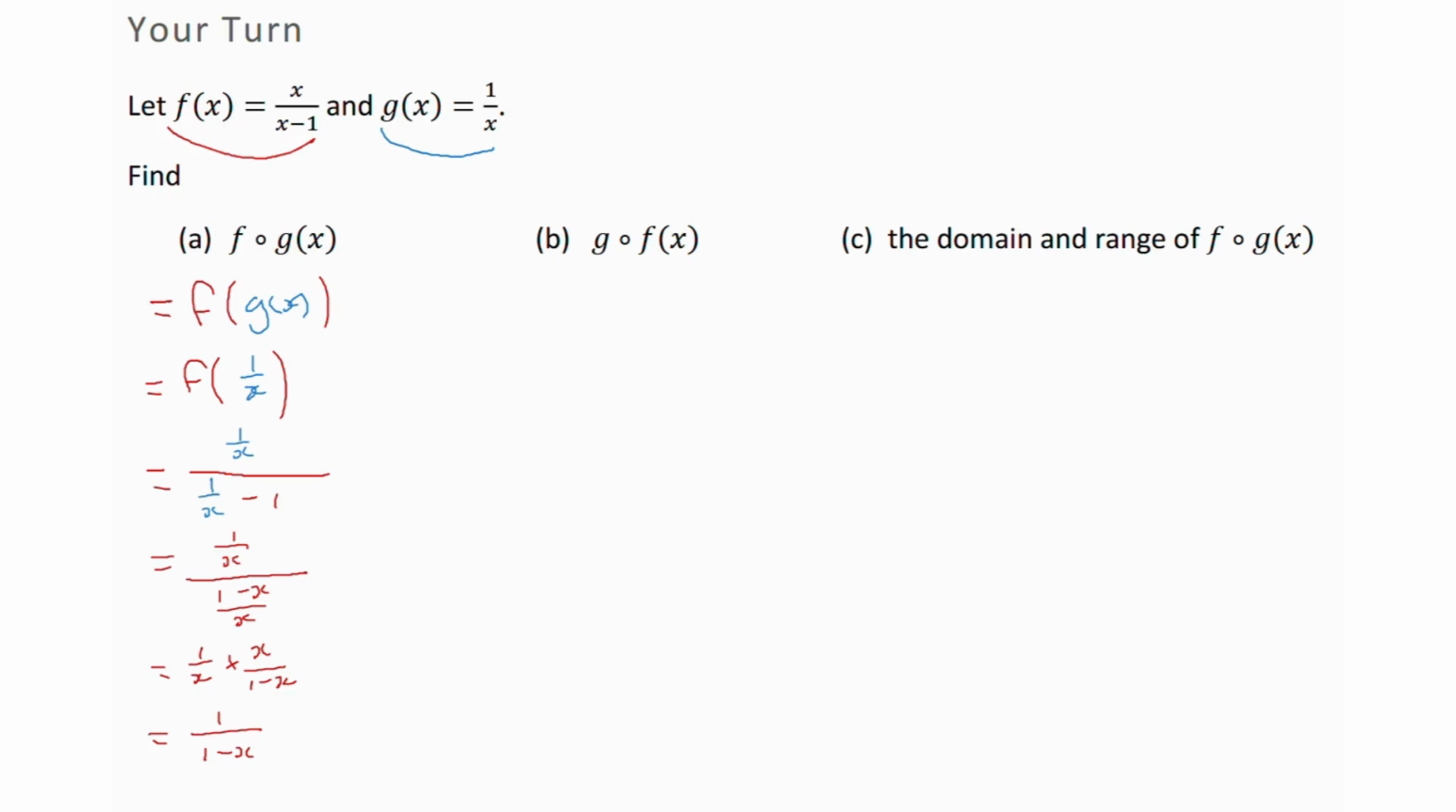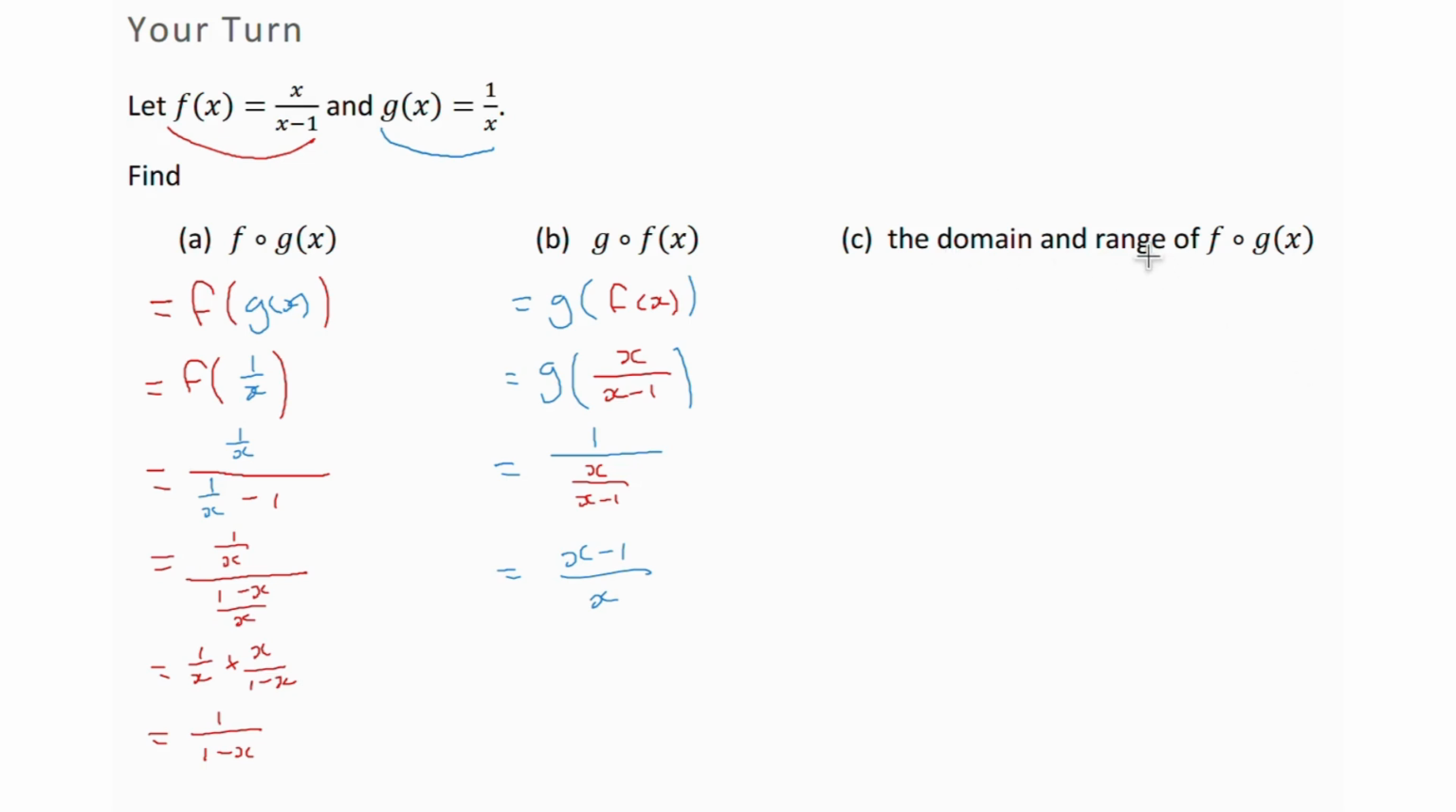Two different approaches there. What about if we go the other way, g composed with f of x? That means we're doing g of f of x. That is, g of x over x minus 1. g is 1 over x, so it's 1 over x over x minus 1, which is the reciprocal of this, just x minus 1 over x. Two different answers, as we expect. The composite functions do not give the same result.